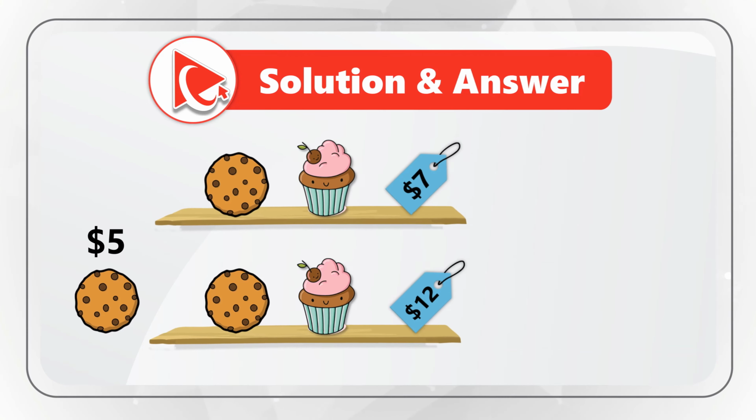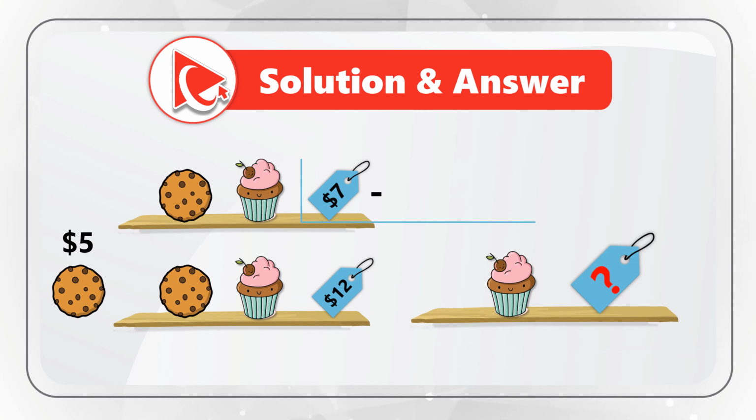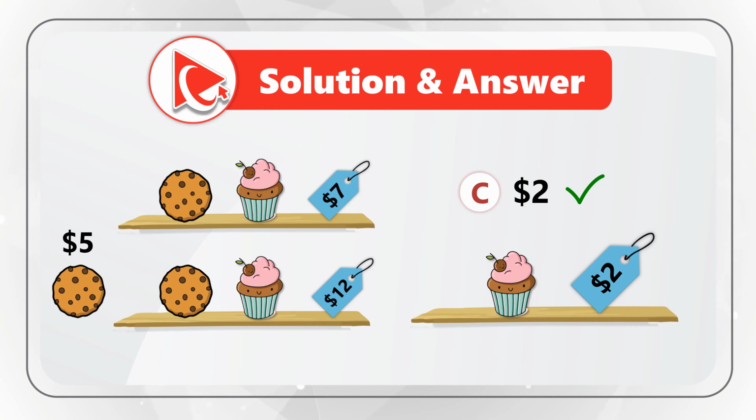Now we can easily calculate the price of cupcake by subtracting 5 from 7, which means that the total price of cupcake is 2. So the correct answer here is choice C, $2. Did you get to the same answer? If not, please make sure to post your answer, solution, and rationale in comments.